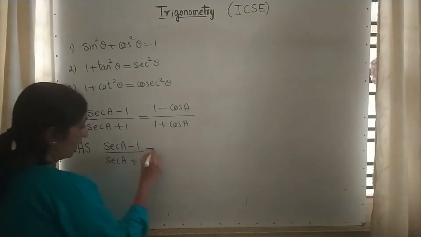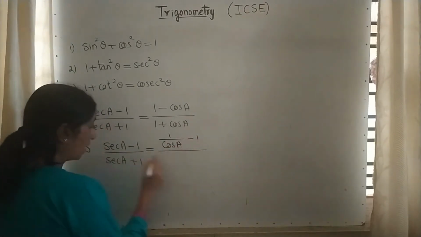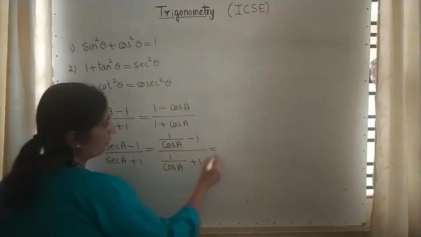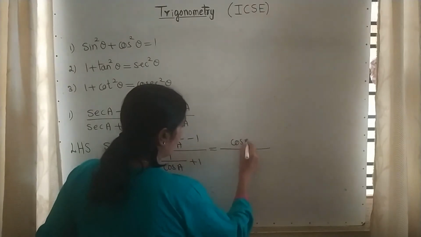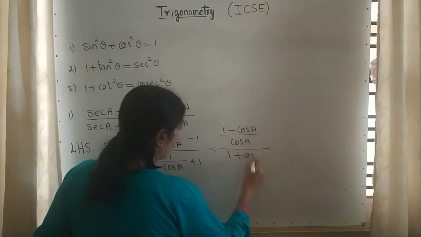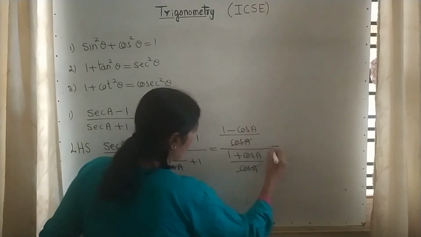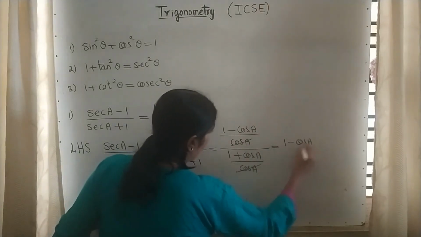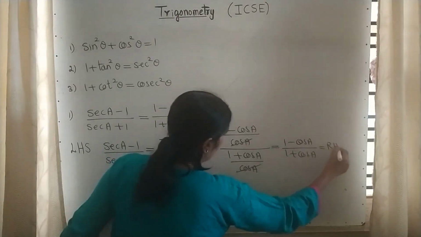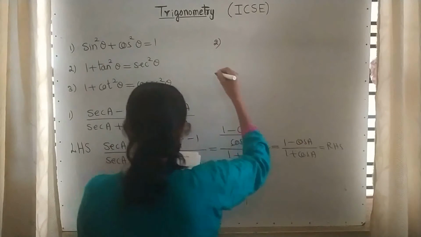See, sec is written as 1 upon cos. This minus 1 as it is. Again sec is 1 upon cos, plus 1. Take the LCM of this. 1 minus cos A upon cos A, and 1 plus cos A upon cos A. This cos A and cos A get cancelled. 1 minus cos A upon 1 plus cos A. See, that is nothing but RHS. Now moving to the second example.